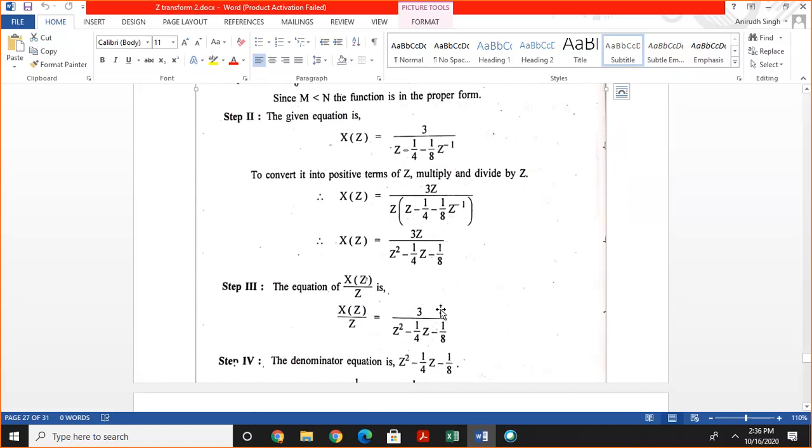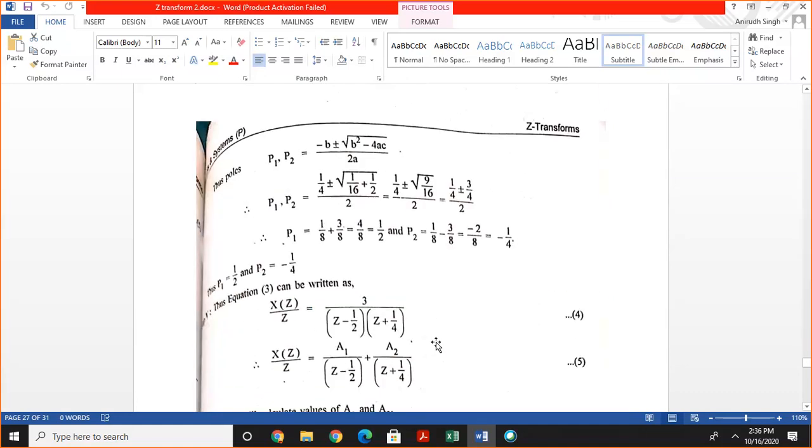Next, determine inverse z transform of following. X of z is given by this expression where x of n is causal.